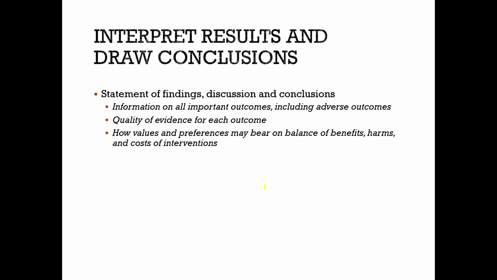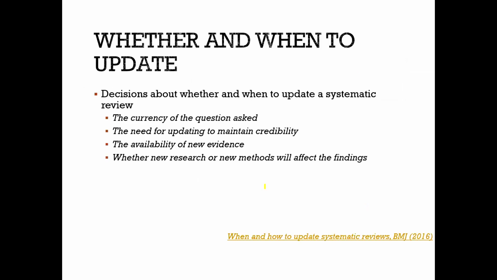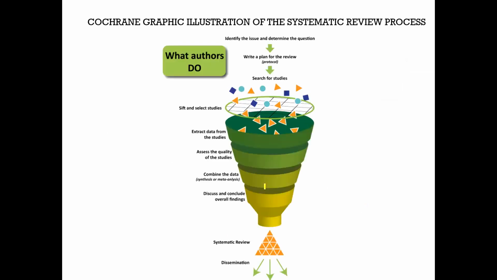How values and preferences may bear on the balance of benefits, harm and cost of intervention. It's based on the kind of intervention you're going to do. Next, update as necessary. So if there are, like I told you, recent studies, or you have done your studies 3 years ago, now you have to update. So update as necessary: currency of the questions asked, the updating, maintaining credibility, or new evidence. Like I mentioned, new researches and new methods will affect the studies.